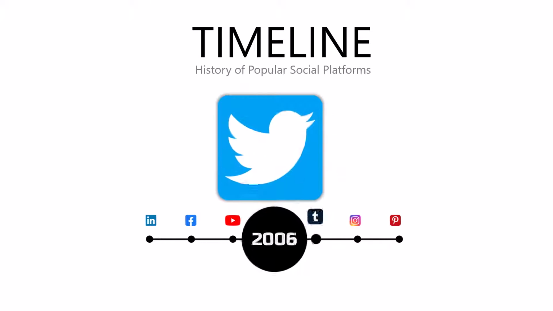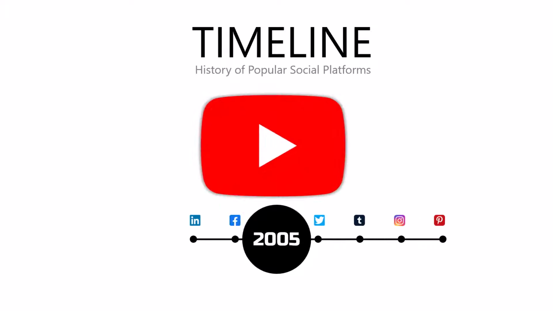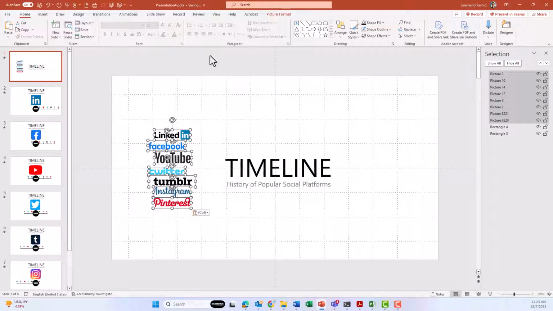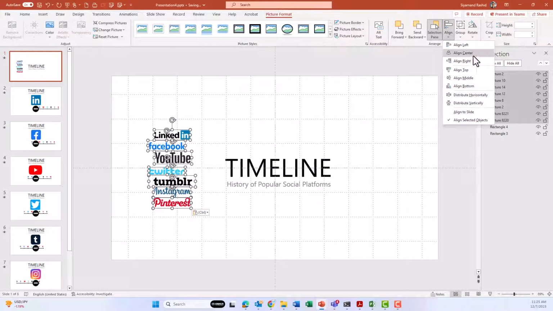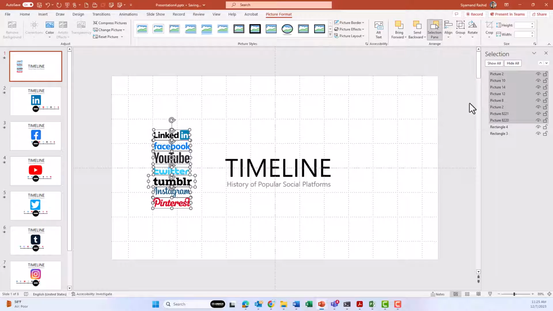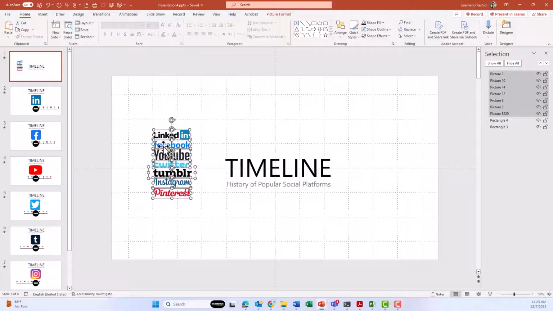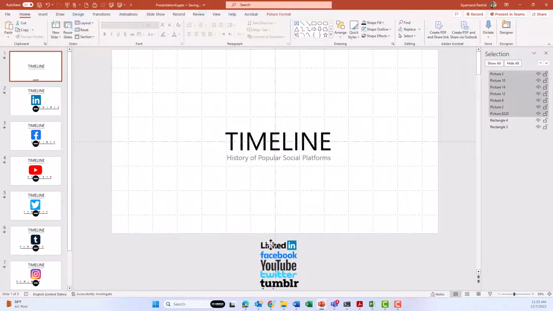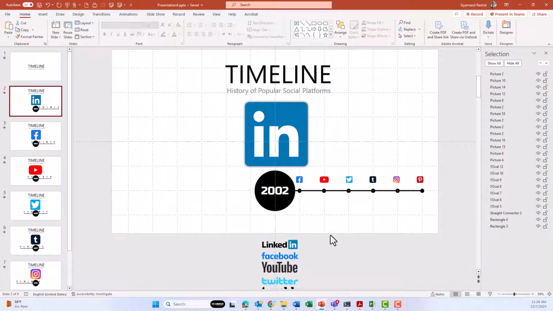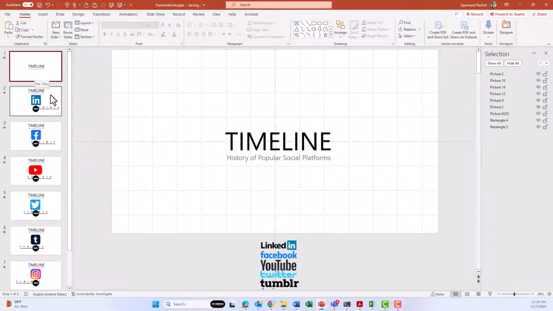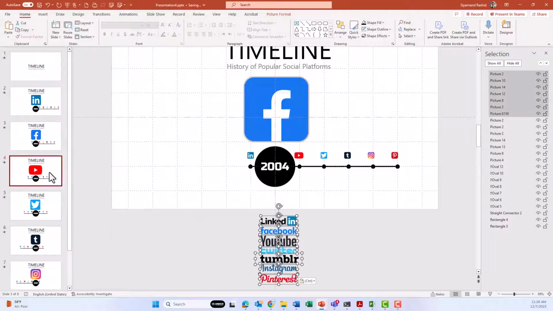Now let's add social media names underneath each icon and let them pop up from the bottom of the slide. For this I have prepared all the social media names and I'll copy and paste them to the first slide. Move them all to the very bottom of the slide. Eventually you have to move them outside of the first slide. Now copy them to all the slides. Copy, paste, paste, paste.